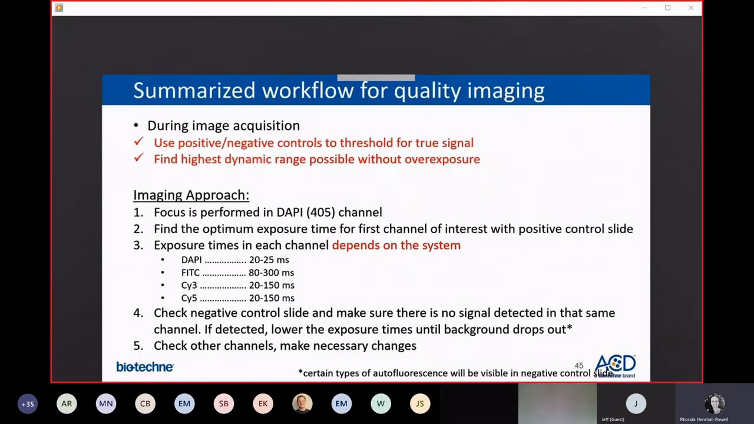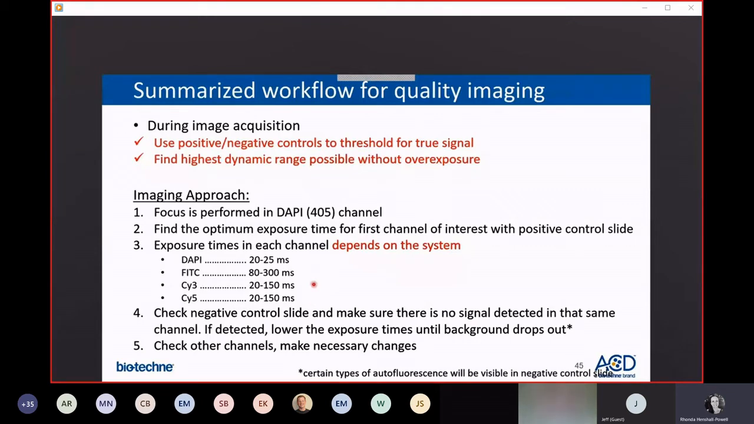So to summarize our best practices for imaging fluorescent RNAscope, use your positive and negative controls to threshold for what true RNAscope signal is. It really comes in handy, especially at the fluorescent microscope. What you want is to find the highest dynamic range possible without overexposing your sample. And the best way to do that is focus in the DAPI channel and then find the optimal exposure time for the first channel of interest on your positive control probe slide. Exposure times really depend on your imaging system, so they will change depending on what your system actually is. But I just put up these examples to illustrate that you shouldn't need a very long exposure time.